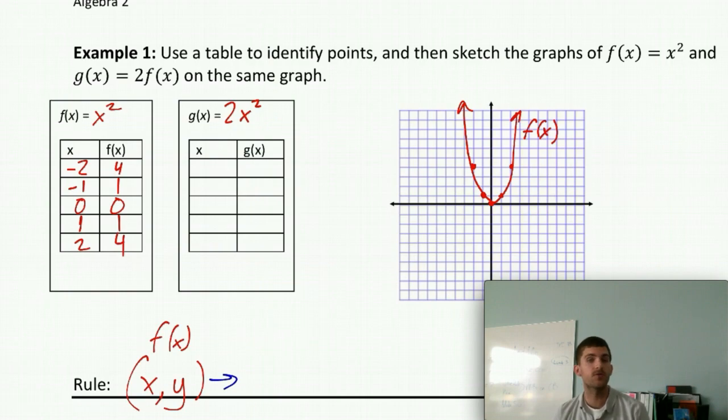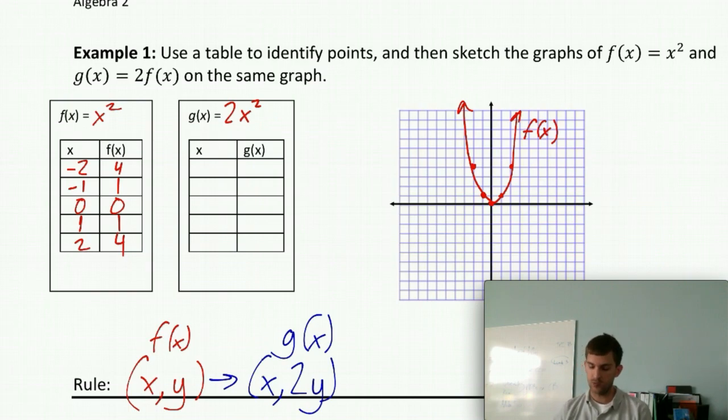Now, it's a vertical stretch. Vertical is dealing with the y value, so it's going to be stretched out vertically. The x value doesn't change. The y values are going to be doubled. So this is for our g of x. So f of x transforms into g of x by taking each y value and doubling it.